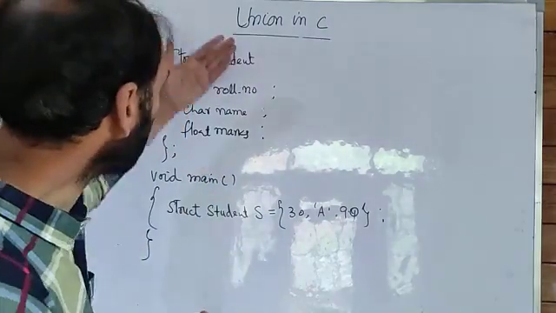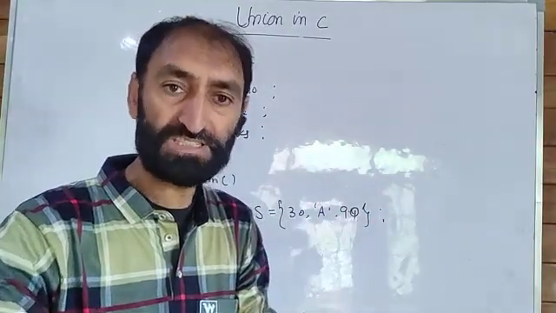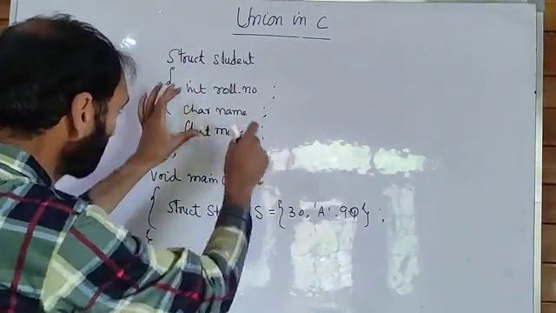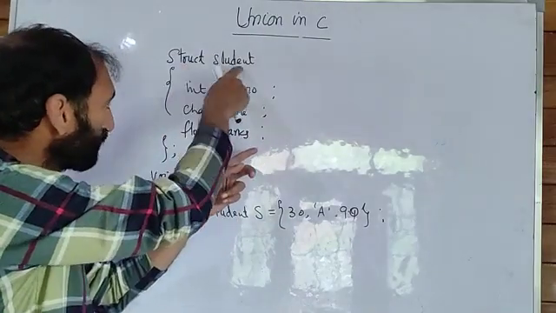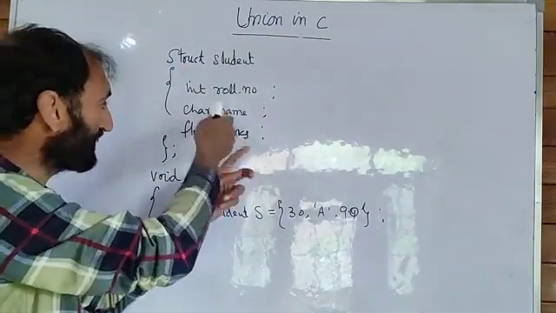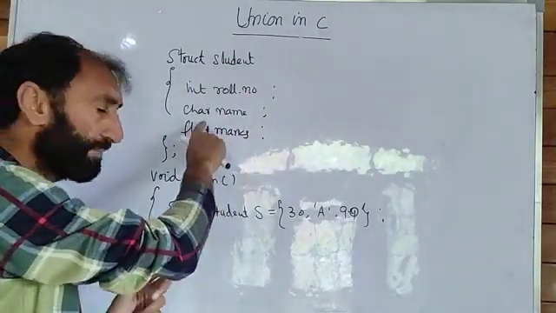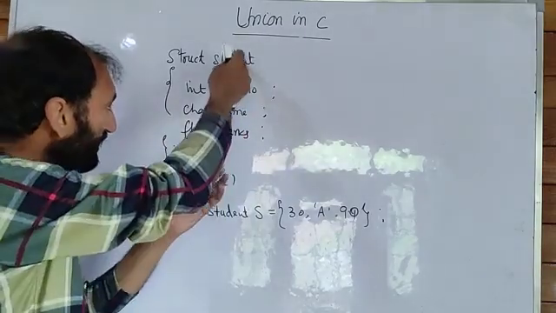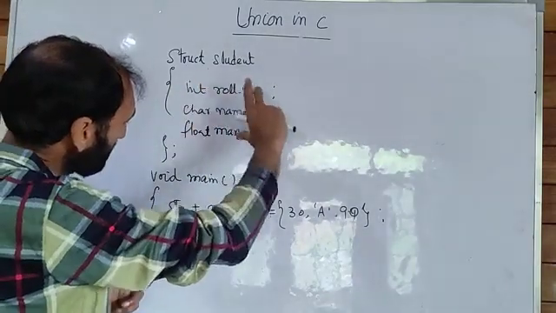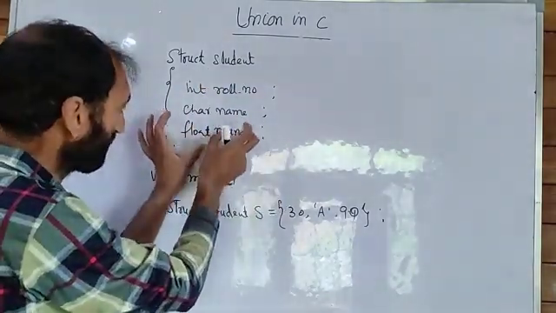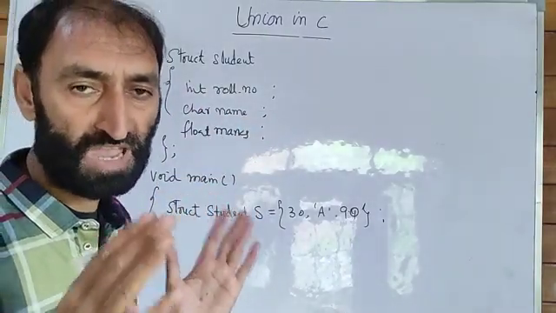Now the question is, we know what is a structure? Structure is a collection of elements of different data types. Here roll number is a member of the student structure whose data type is integer. Name is a member of this student structure whose data type is character, and marks is also a member of this student structure whose data type is float. So we know that structure is a collection of members whose data types are different, which we have already discussed in the previous video.